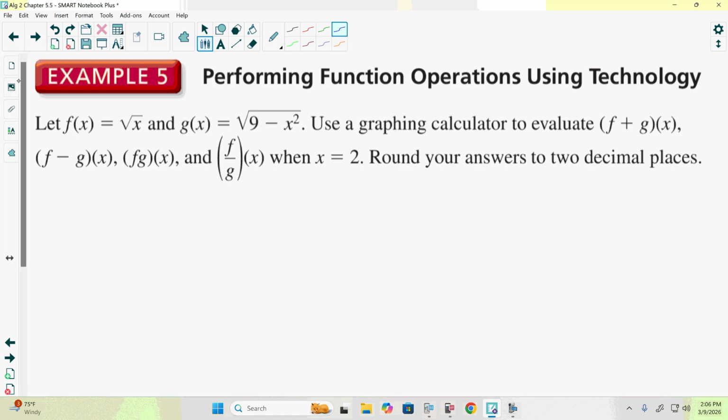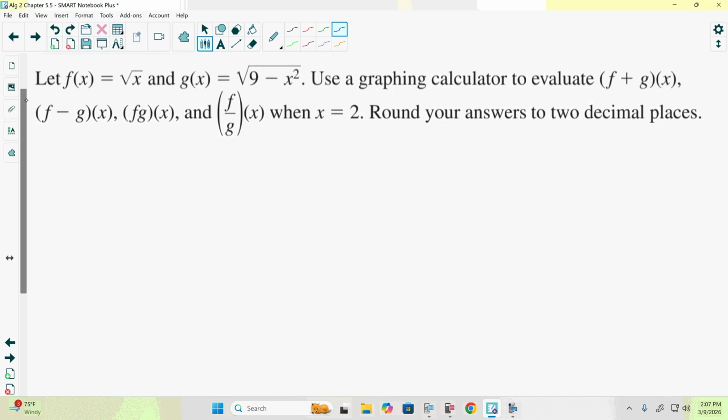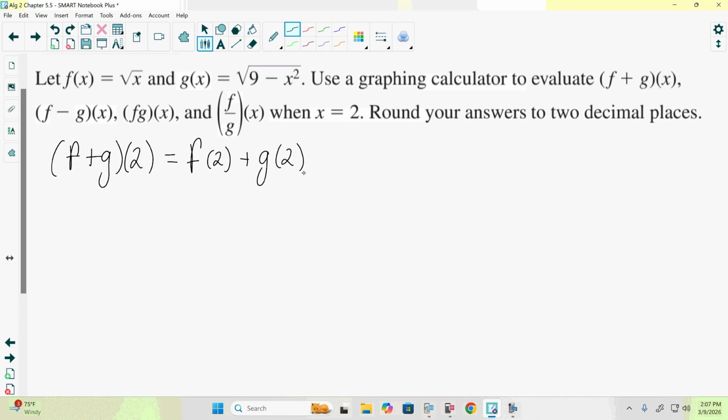Let f of x be the square root of x and let g of x be the square root of 9 minus x squared. Use a graphing calculator to evaluate f plus g of x, f minus g of x, f times g of x, and f divided by g of x. You're going to need a graphing calculator. Yep. You're going to need one. Go on and grab one.